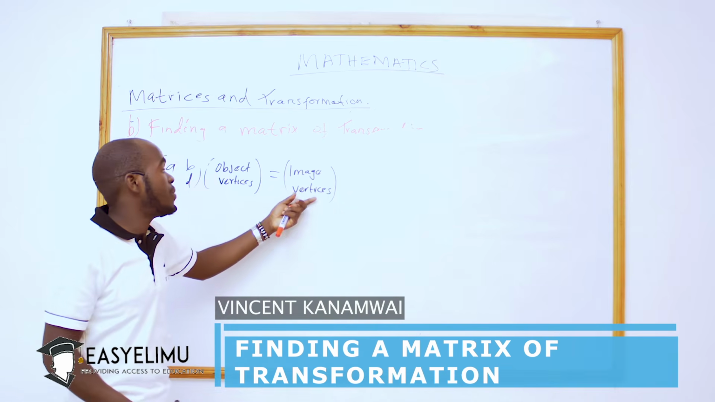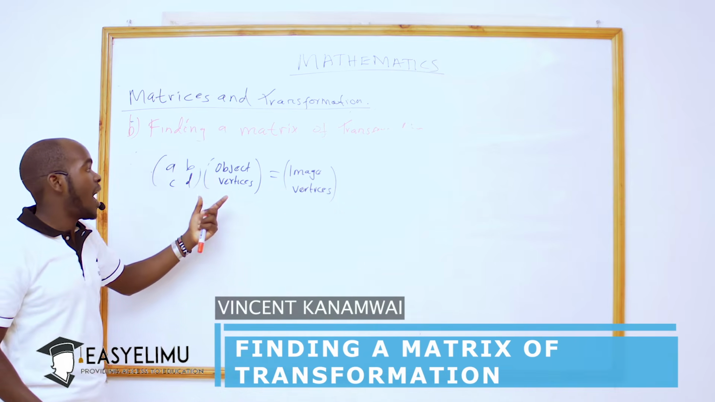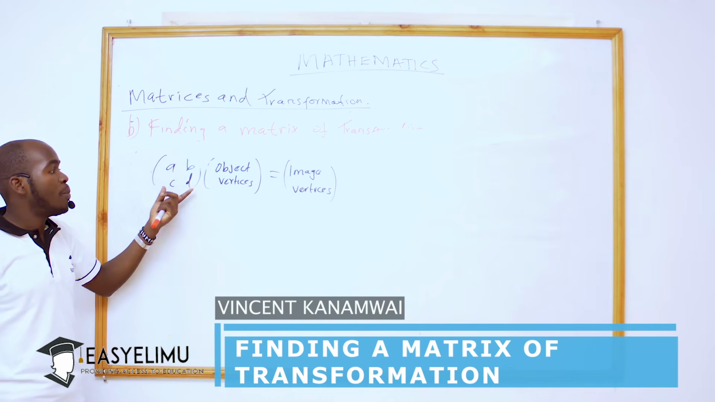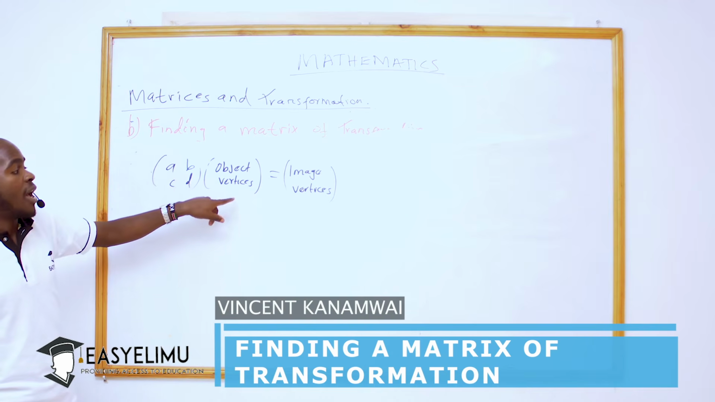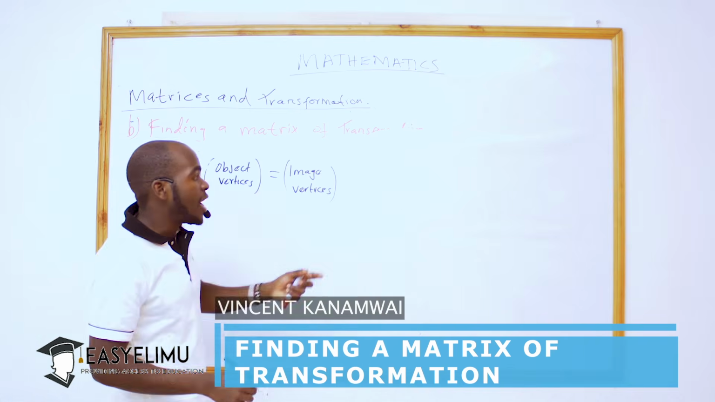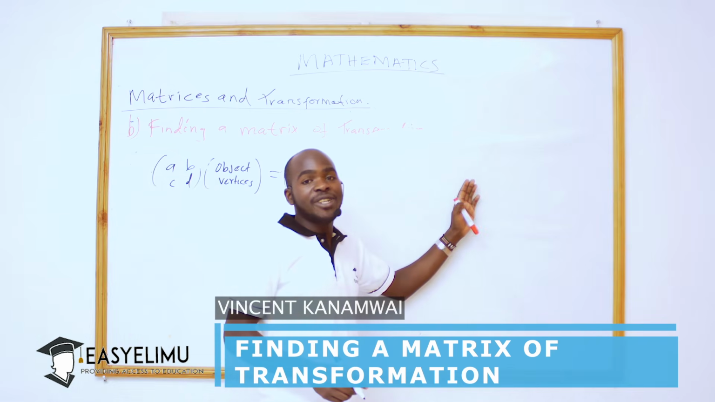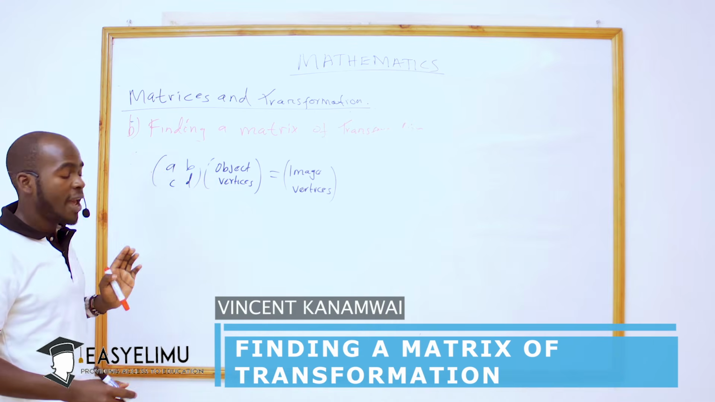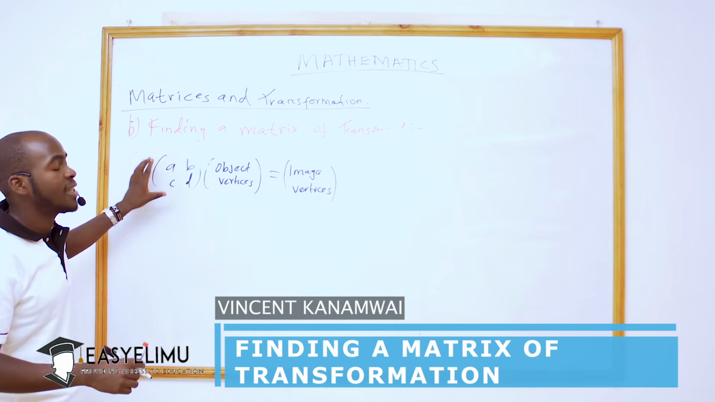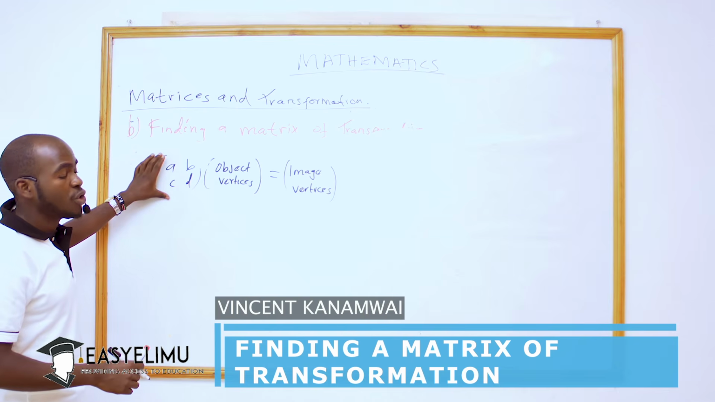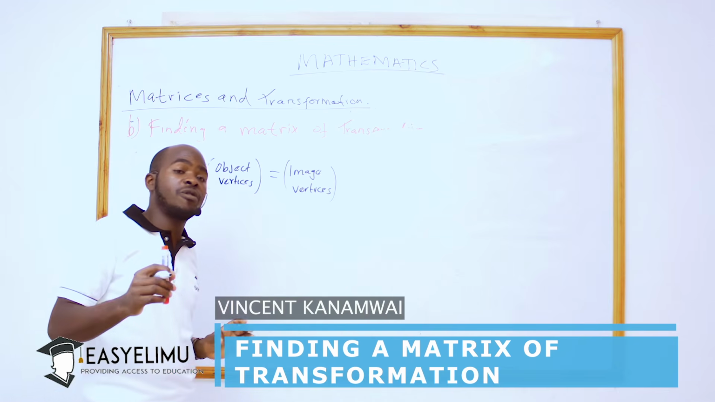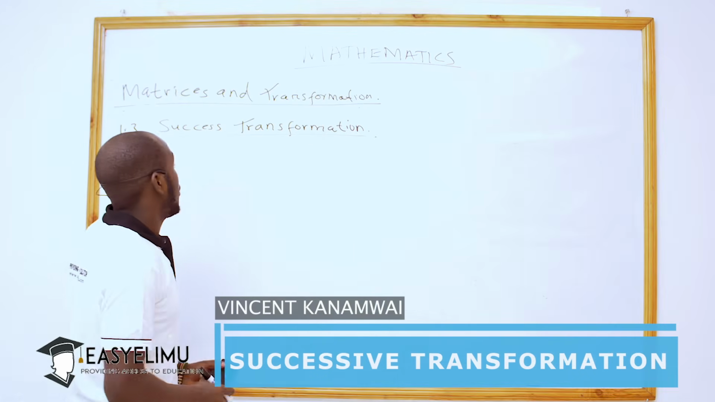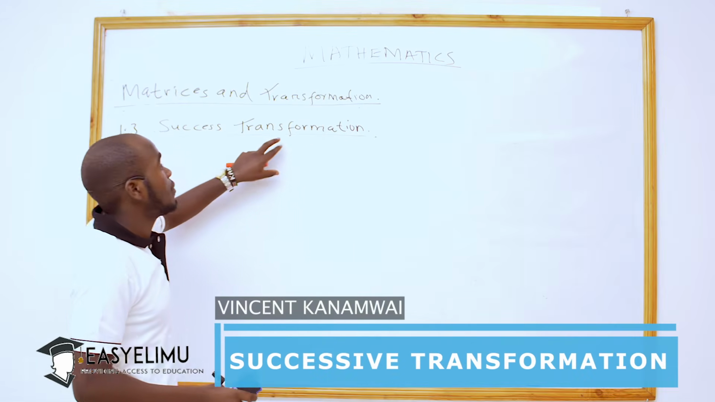And here, if you have been given these image vertices and object vertices, you can still get the transformation by pre-multiplying it, and either by plotting on a Cartesian plane or by working it out. And I can conclude by saying that is how a transformation or a matrix of any kind of transformation is found.